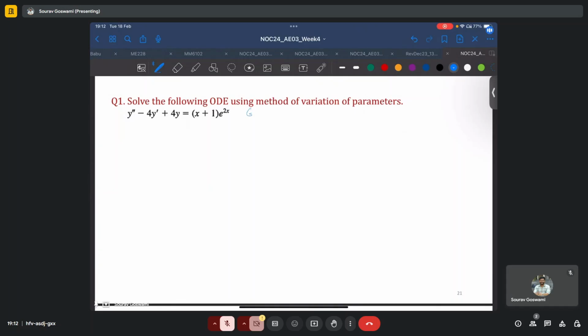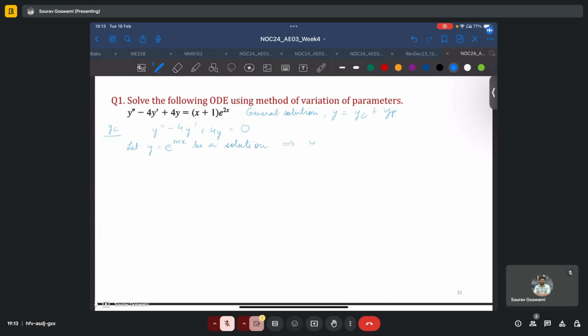As we know, the general solution y will have the complementary function and the particular solution. For finding the complementary function, we take just the homogeneous part. So y double prime minus 4y prime plus 4y equals 0. And we assume a standard solution. So let y equals e power mx be a solution.